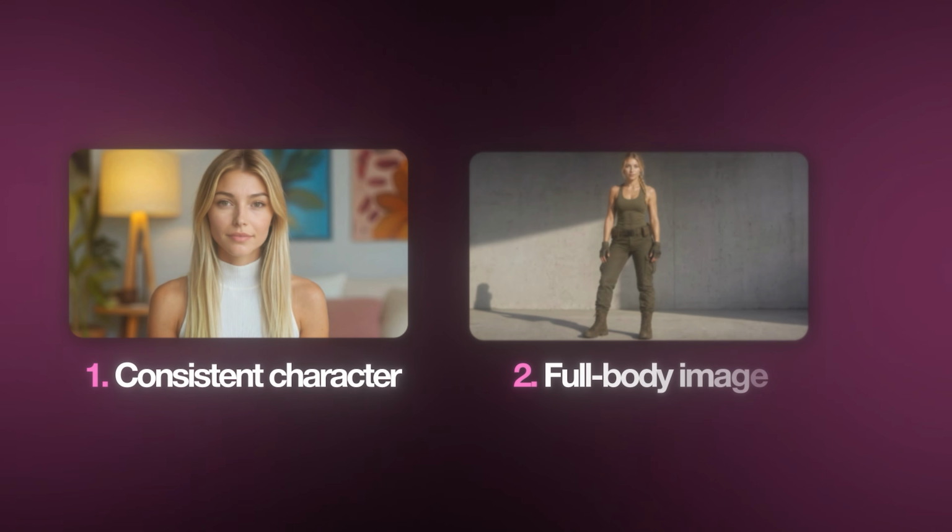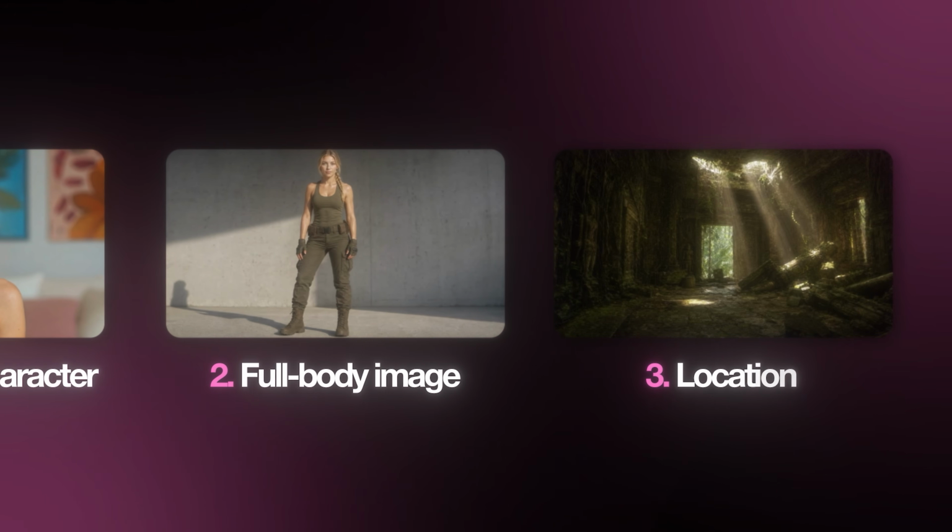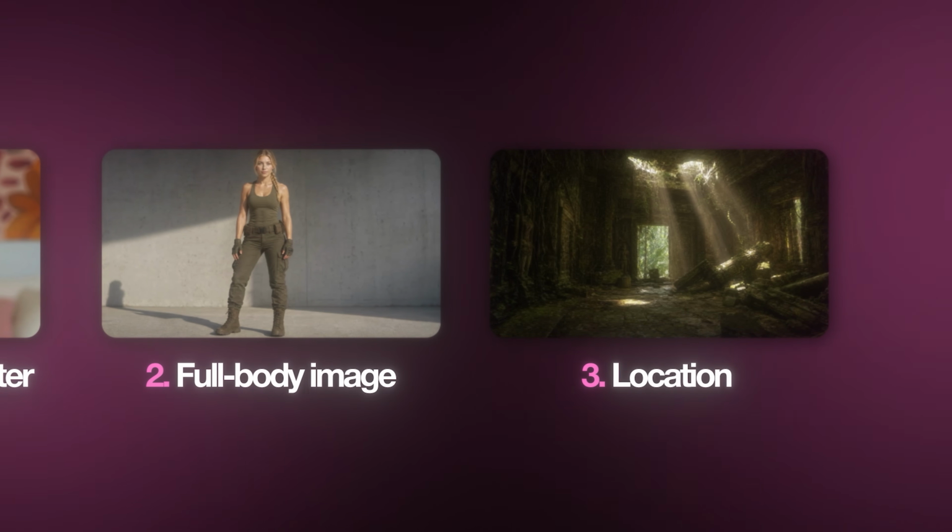The 3 assets we need before we touch the video generator are a consistent character, a full body styled image of them, and a location so the environment is consistent from shot to shot. Each one solves a different consistency problem, and they work together as a system.